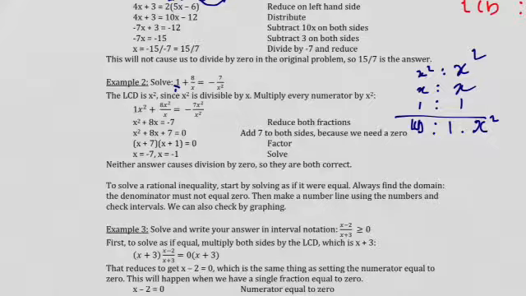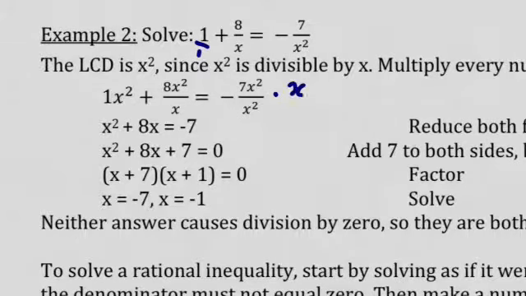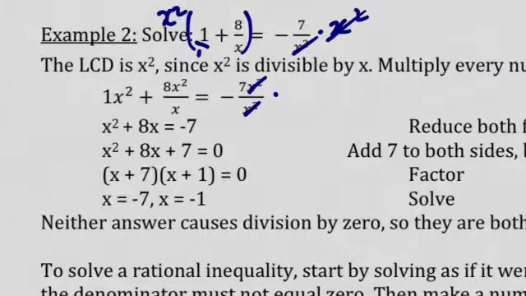If I multiply by x squared, let me zoom a little bit, and I multiply by x squared on this side, and I multiply by x squared on the other side, everything, I end up having my denominators divide out, and so I end up with x squared plus 8x equals negative 7. Now I have a quadratic equation to solve, and I know how to solve a quadratic equation.